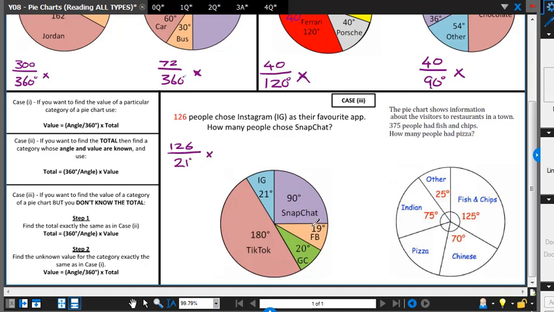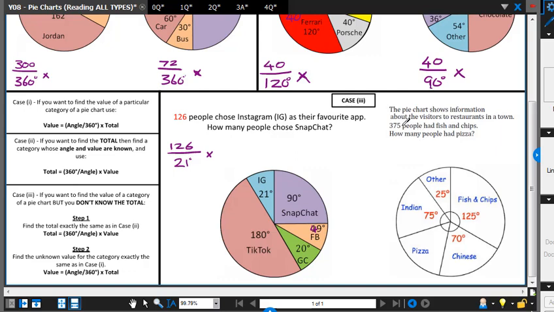I believe this should be 49 here. There was a typo. Anyway. Yeah, so for Snapchat it's 90 degrees. So it's going to be this times 90. Value divided by the angle times 90.